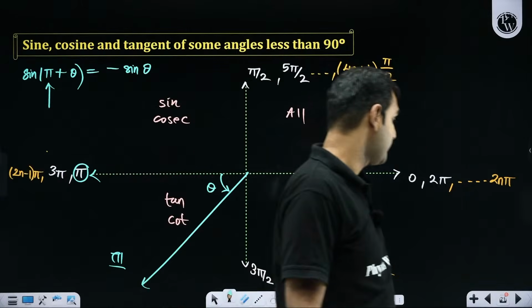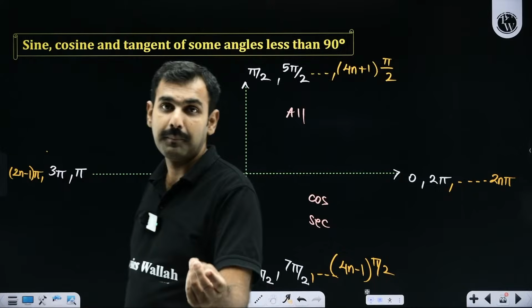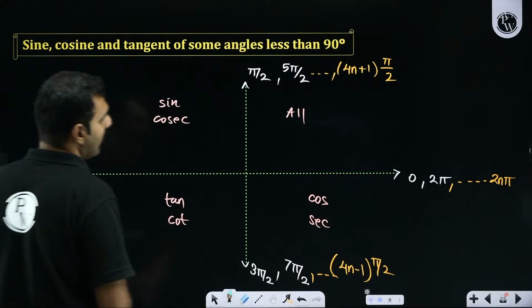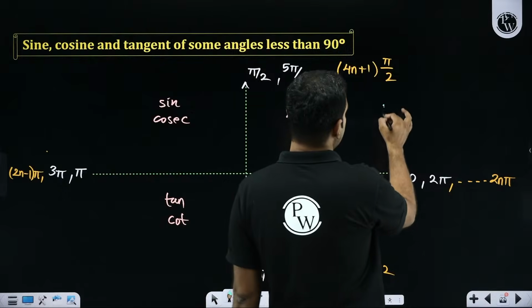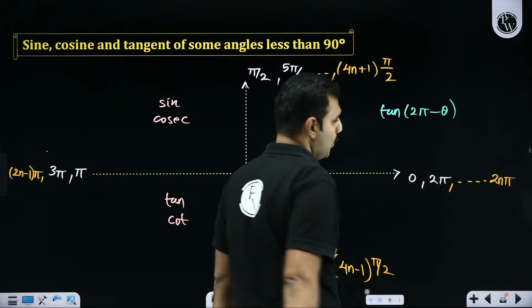Isn't it beautiful and interesting? Can you not get any angle by using this periodicity with such ease? For example, let's say I ask you tan(2π − θ), what would that be?